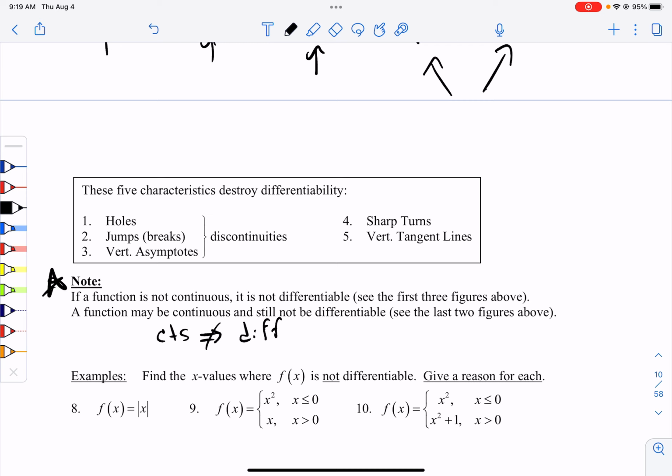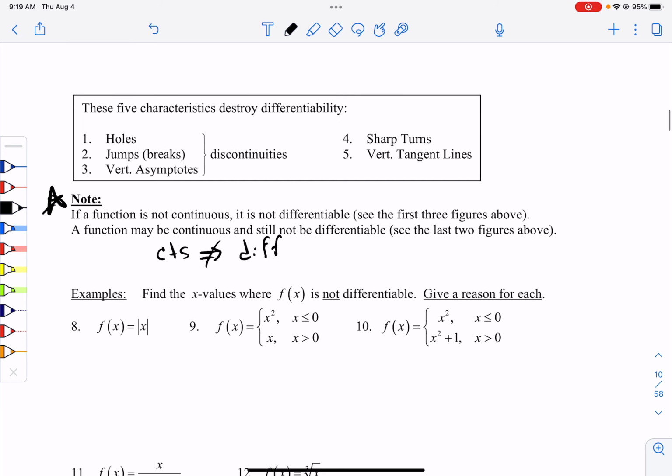It goes the other way. If it's differentiable, it's definitely continuous, but just because it's continuous does not mean it's guaranteed to be differentiable, okay? And we'll get deeper into that later.